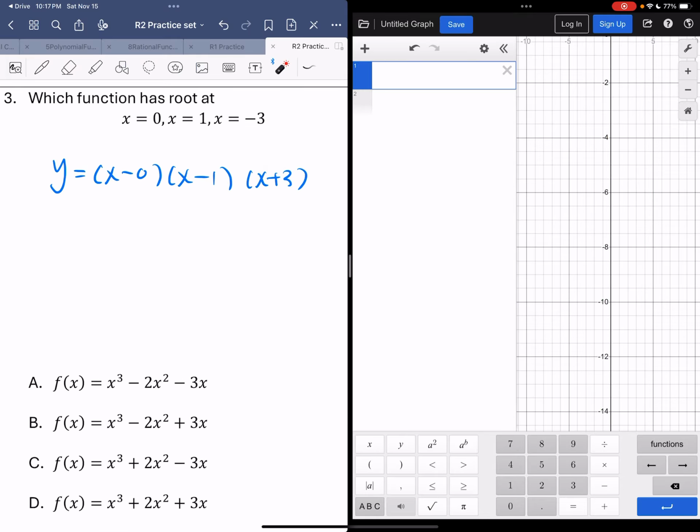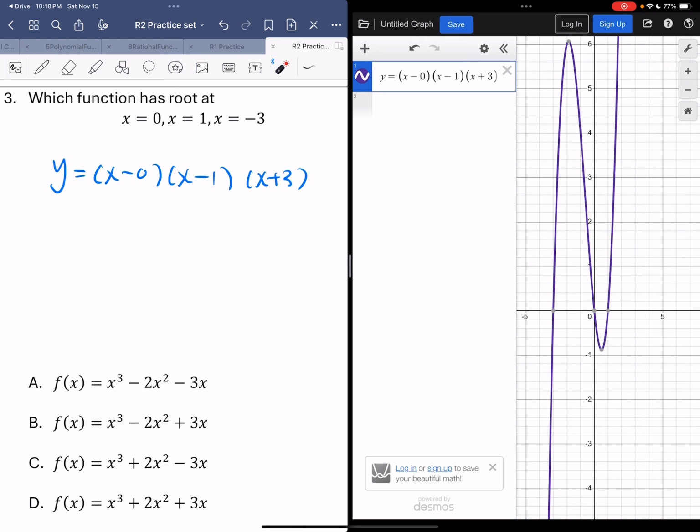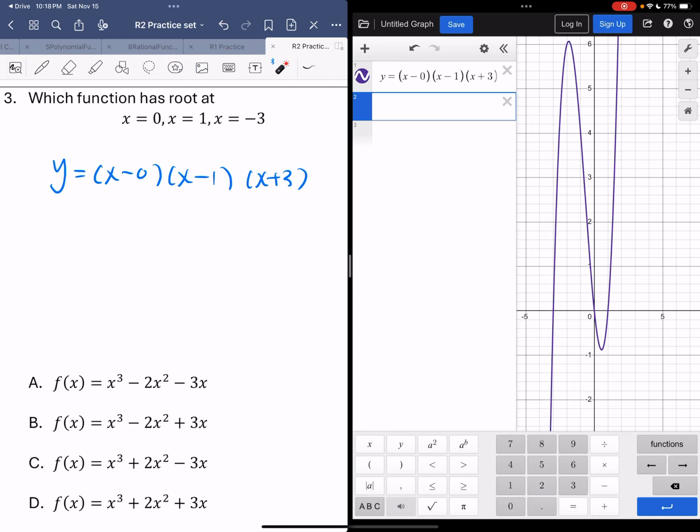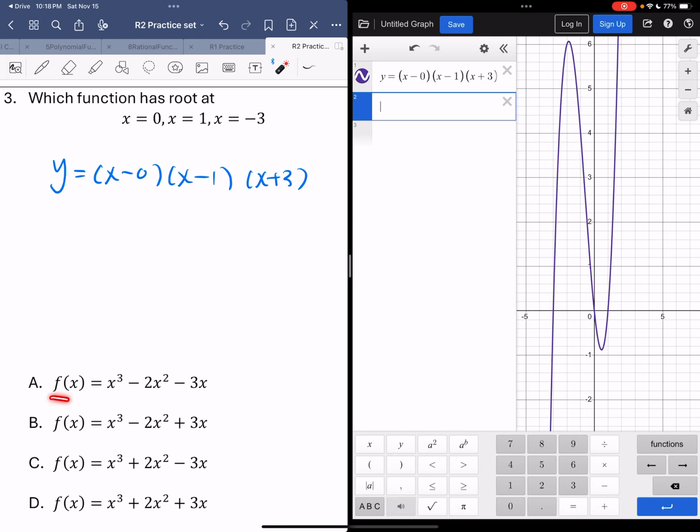So let's put this one first. I'm going to put y equals x minus 0, x minus 1, and x plus 3. So we got this graph here. As you can see, we have these 3 x-intercepts. And what I'm going to do is put these answer choices into decimals and see which one matches. You're not going to put f of x. You will just put y equals x to the third power minus 2x squared minus 3x.